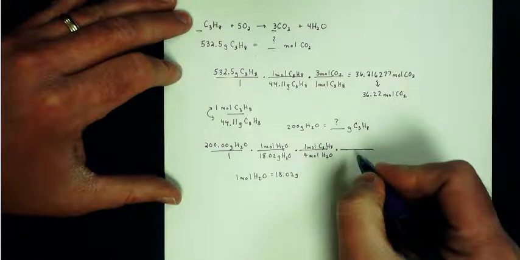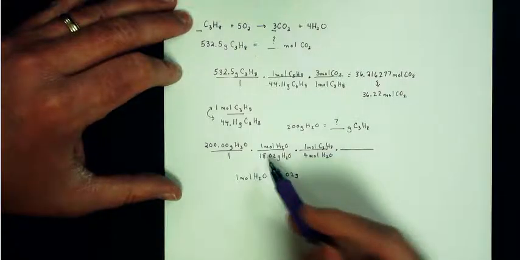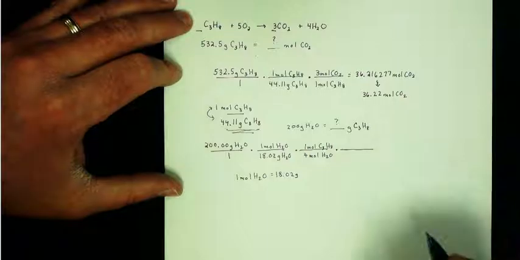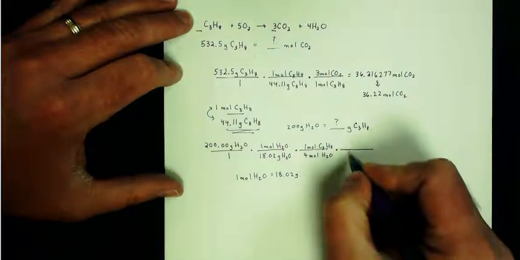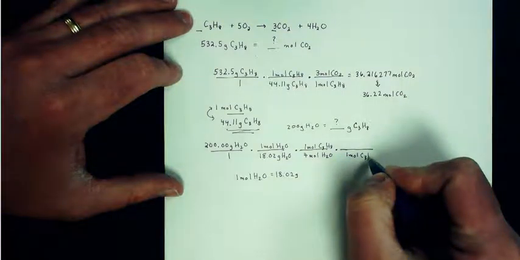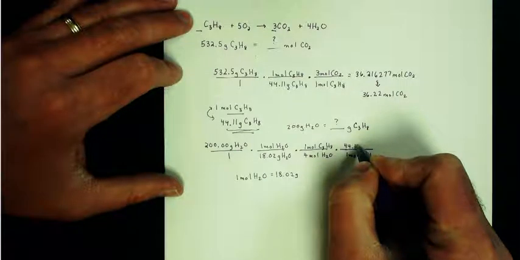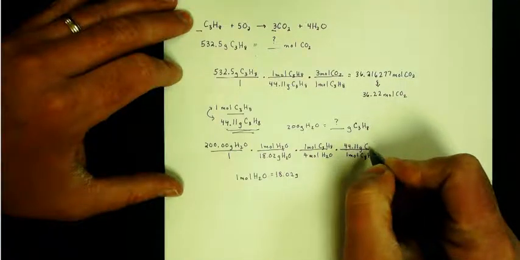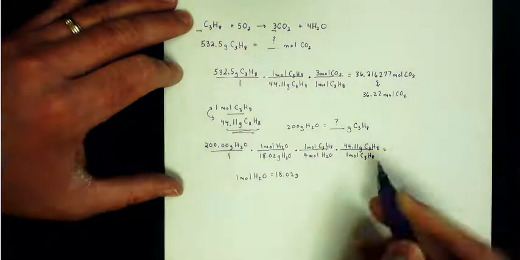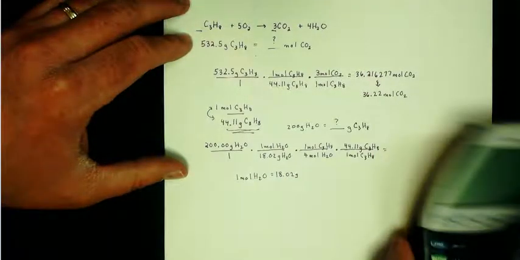So to convert to grams, I'm going to use my same molar mass that I calculated back here for my propane. 1 mole of propane is equal to 44.11 grams of propane. And that's it. I'm in grams of propane. Now all I got to do is multiply them out.